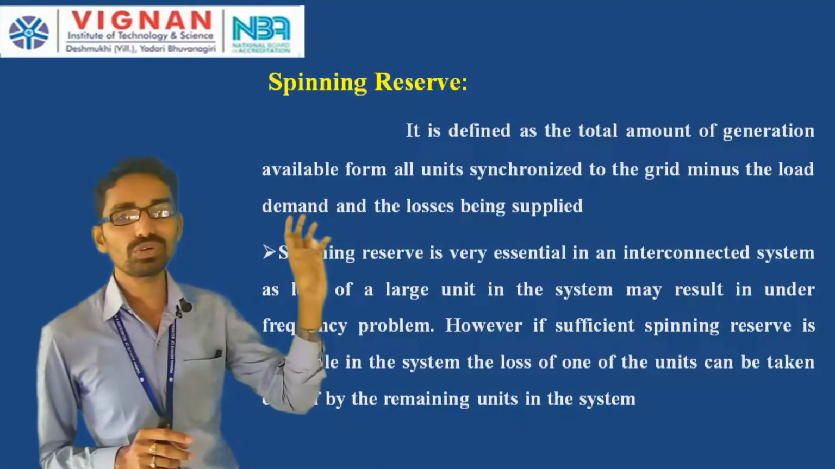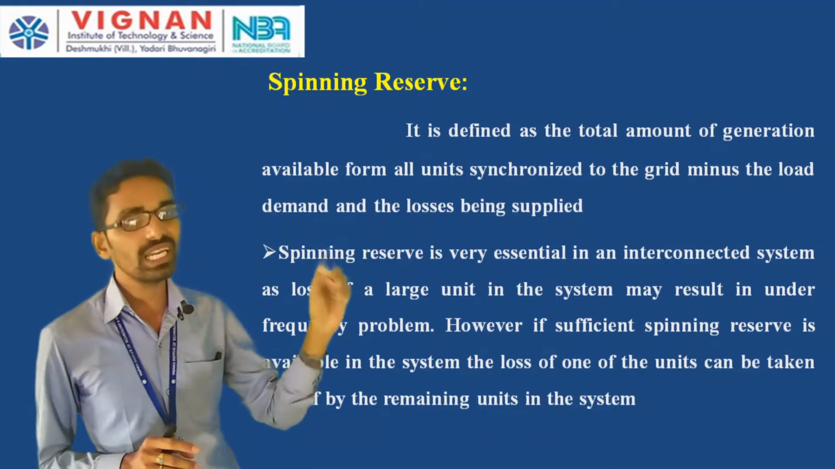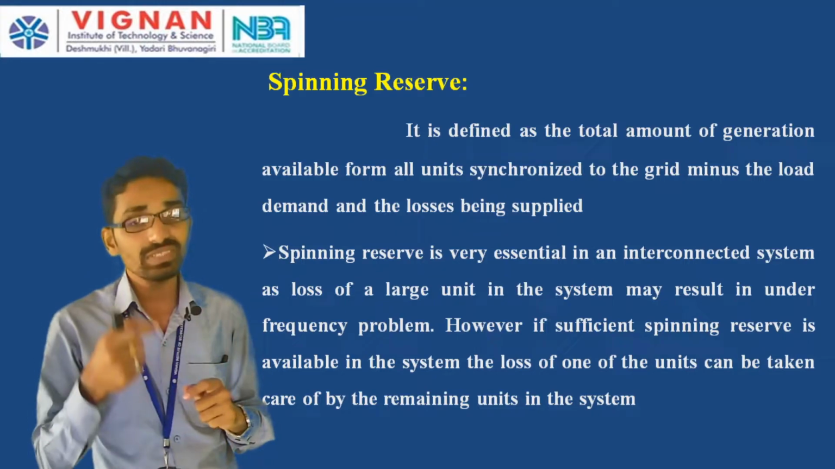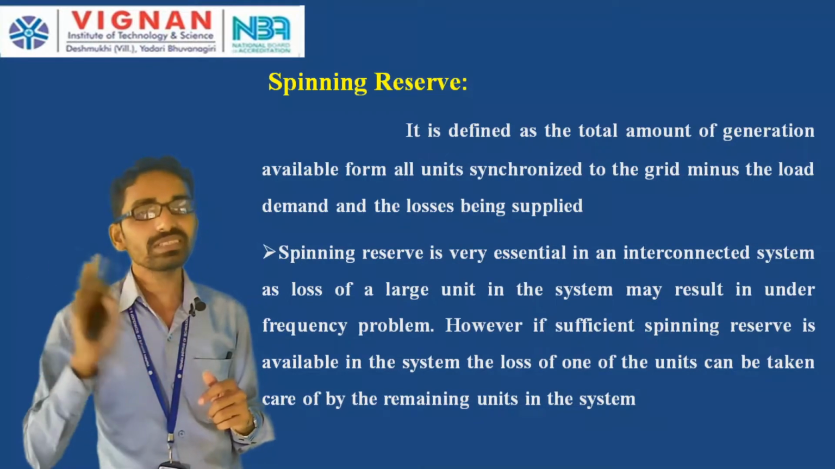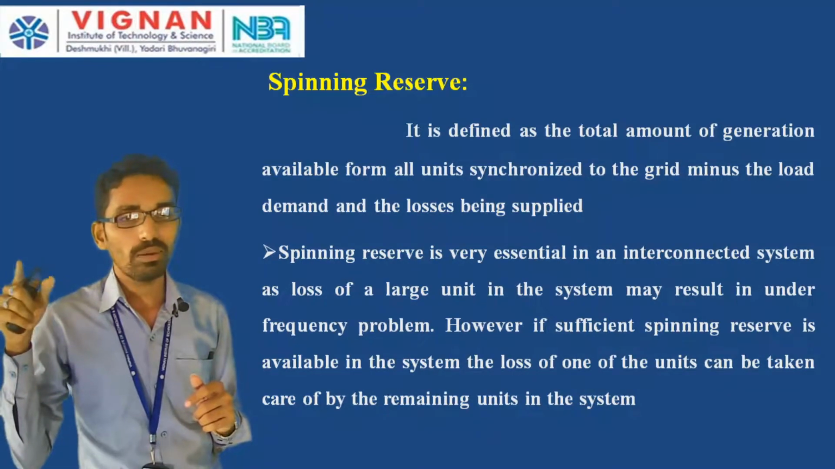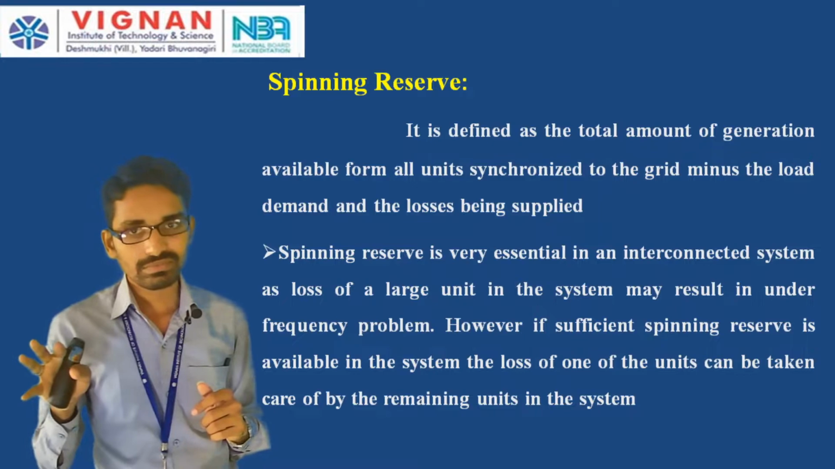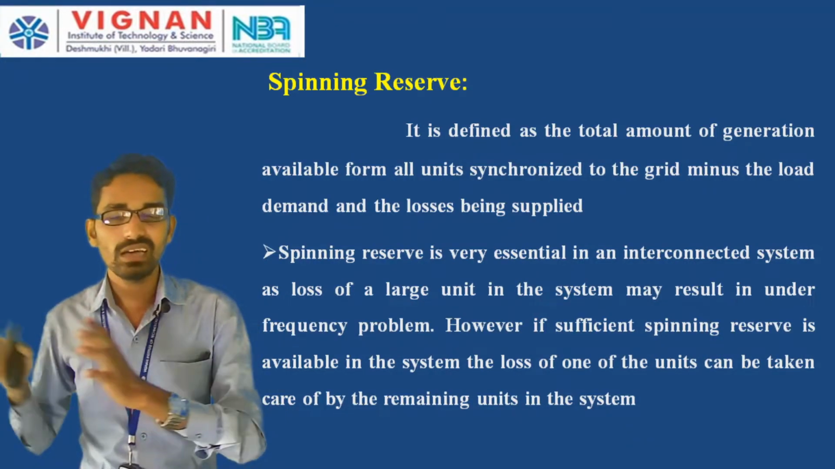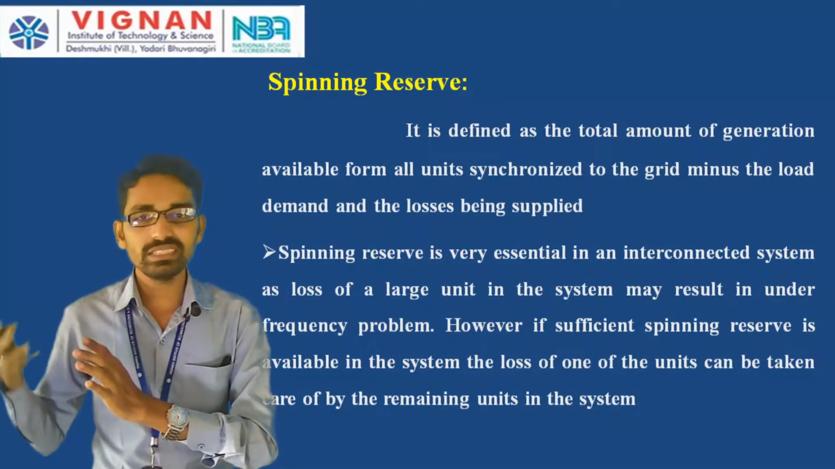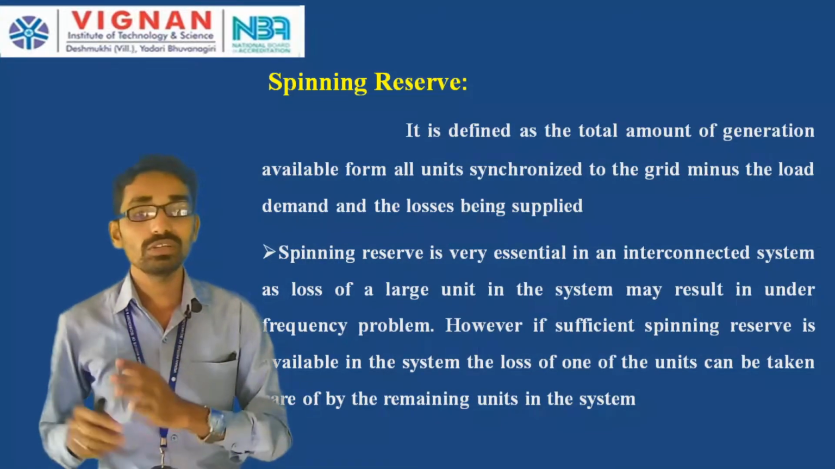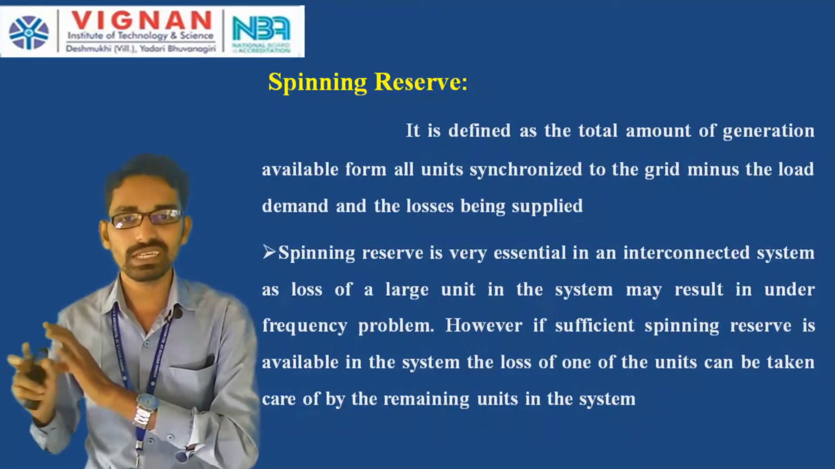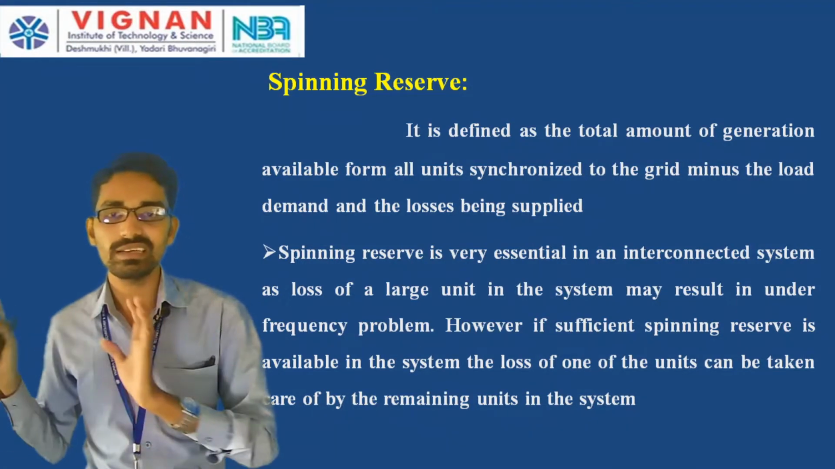It is defined as the total amount of generation available from all the units which are synchronized to the grid. I am saying that they are synchronized to the grid. There are some units which are not synchronized to the grid, and you should not consider those values of power generation. Some idle generators are kept aside, and if there is an increase in load, we connect them to the grid. So you should not consider the generators which are idle and not connected to the grid.